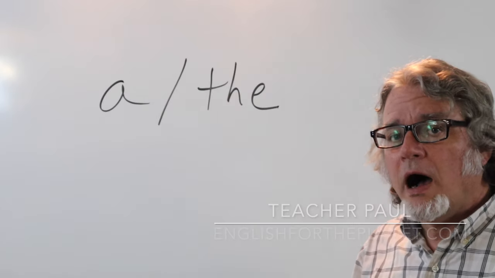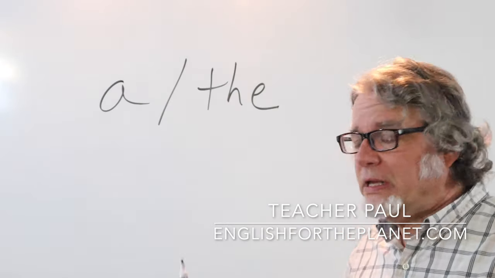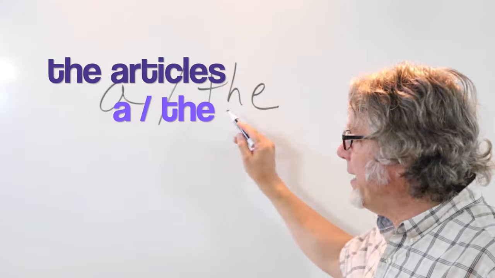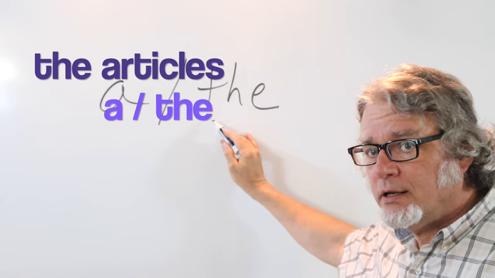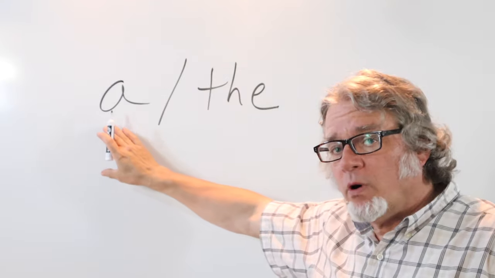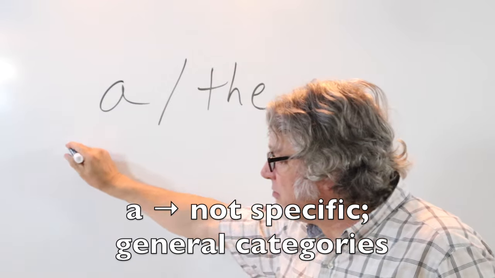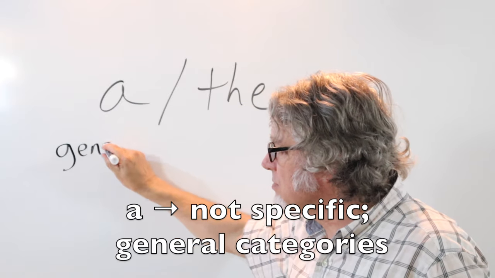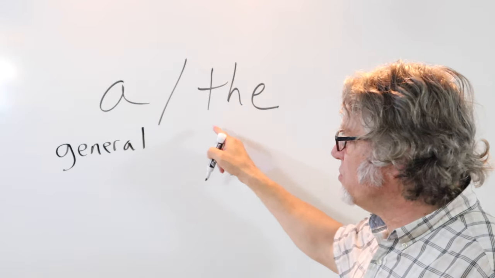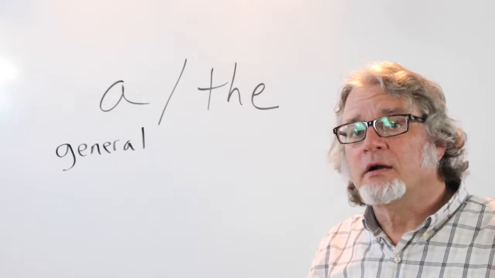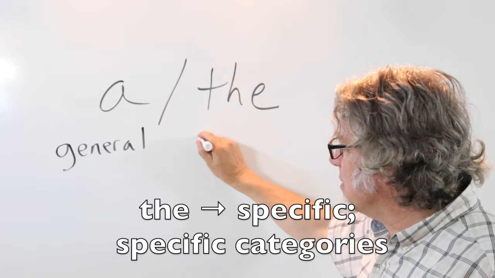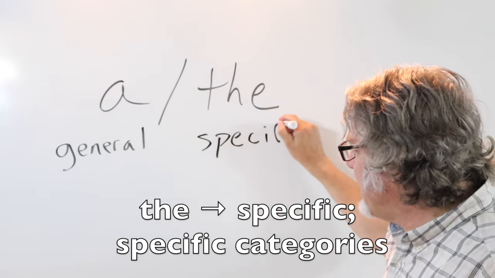In this video, I'll show you the differences between the articles a and the. Use a for things that are not specific. These are general categories. Use the for things that are specific. These are specific categories.